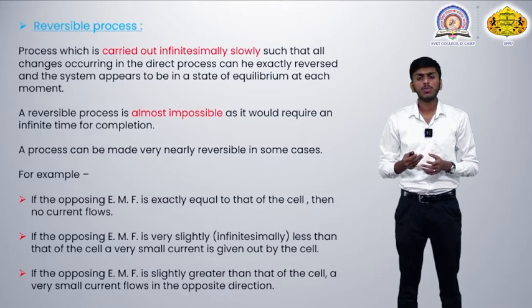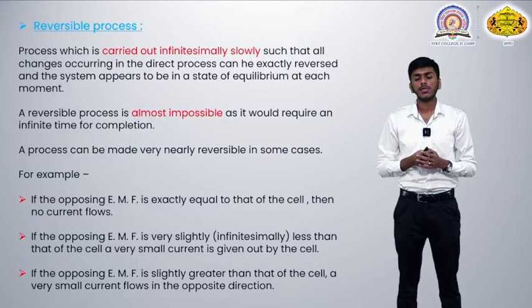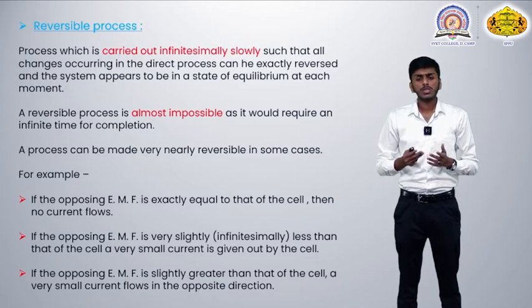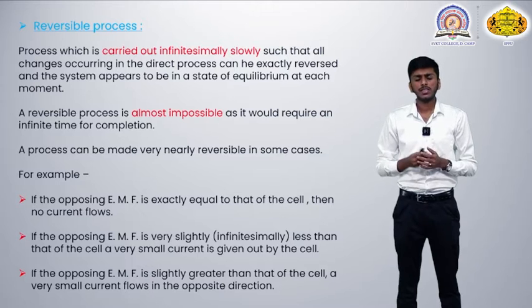Now the next important point is the reversible process. A process which is carried out infinitesimally slowly, such that all changes occurring in the direct process can be exactly reversed and the system appears to be in a state of equilibrium at each moment. A reversible process is almost impossible as it would require infinite time for completion. But a process can be made nearly reversible in some cases.